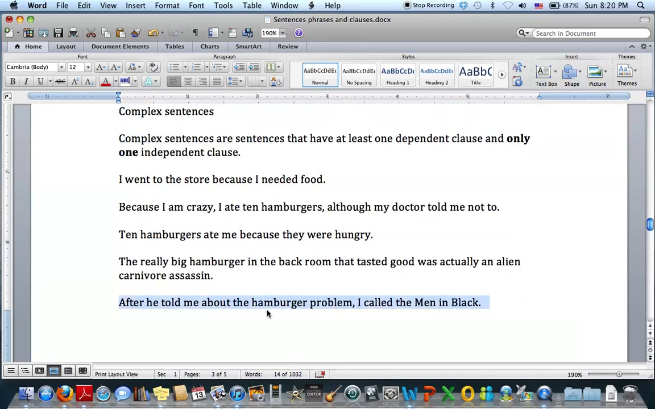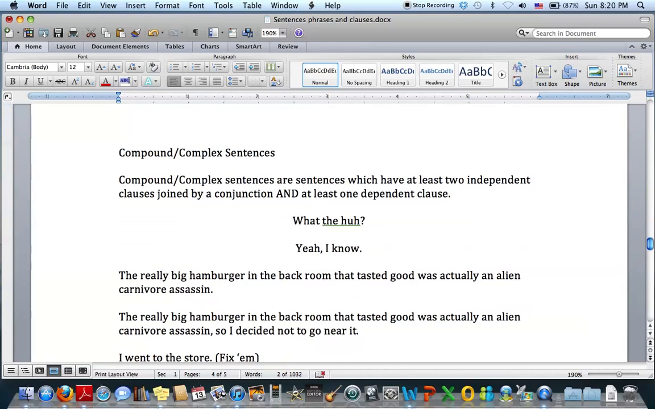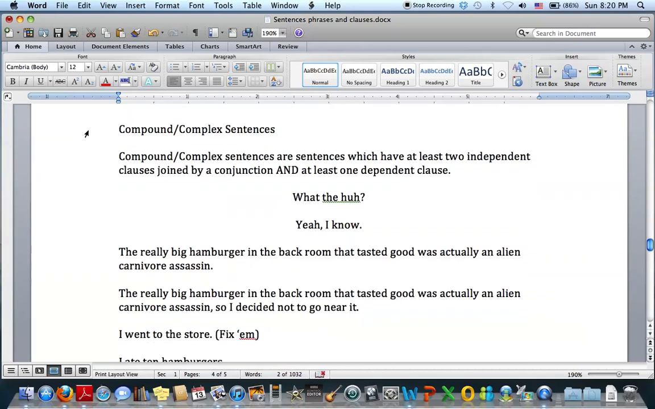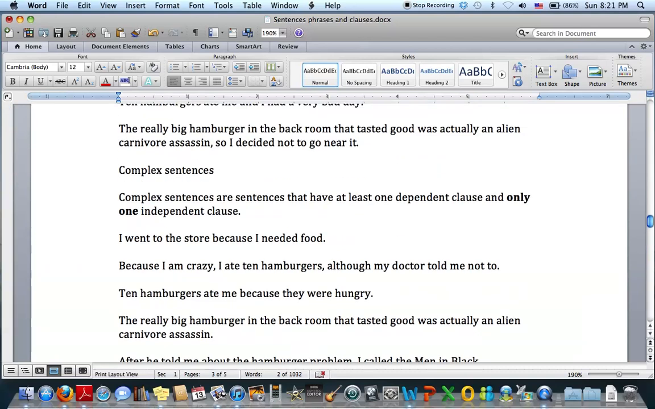After he told me about the hamburger problem, I called the men in black. Hey, dependent clause, independent clause. That's a complex sentence. Boom. Now, let's come down to the next one. Compound, complex. All right, we've just looked at that.